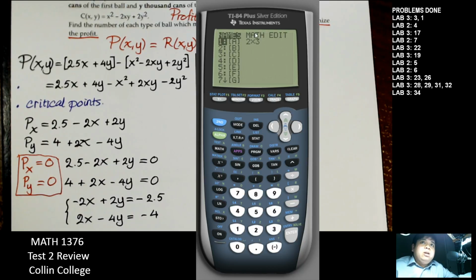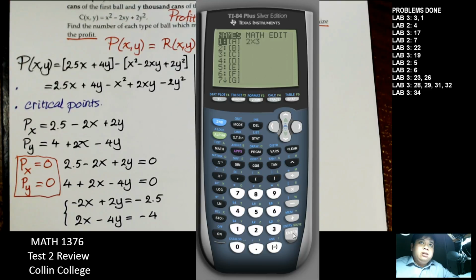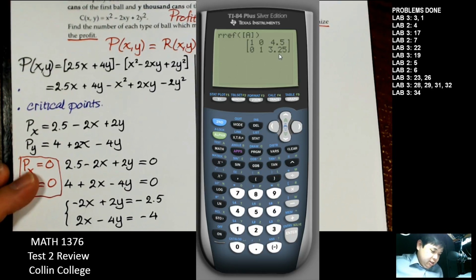second matrix again. This time go to math and go to the option RREF. I'm not sure where it is on a different calculator, but it will be this option. And then we hit second matrix again, go to math, I'm sorry, just keep on the names. And we'll do that. We have 4.5 and 3.25.